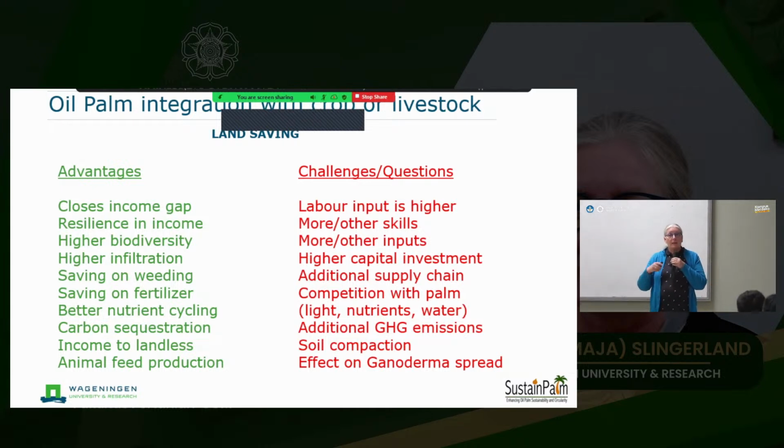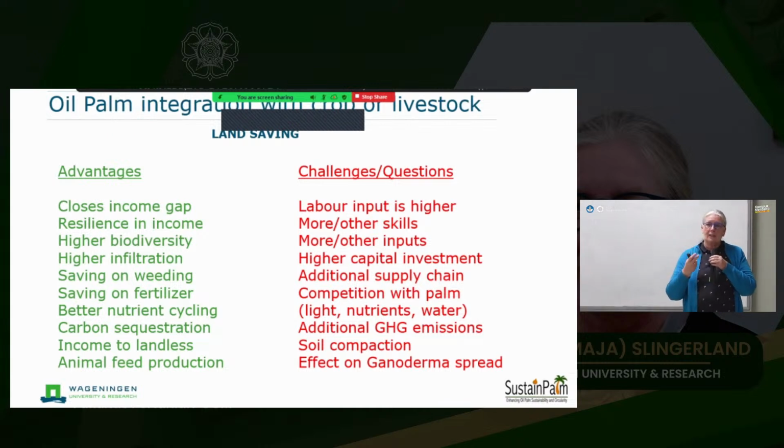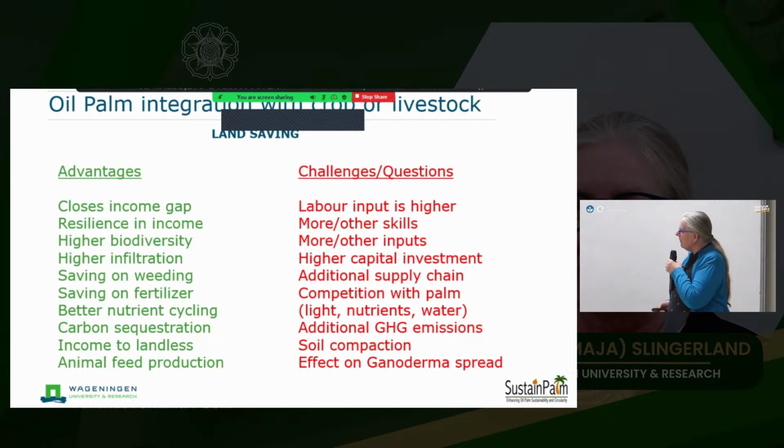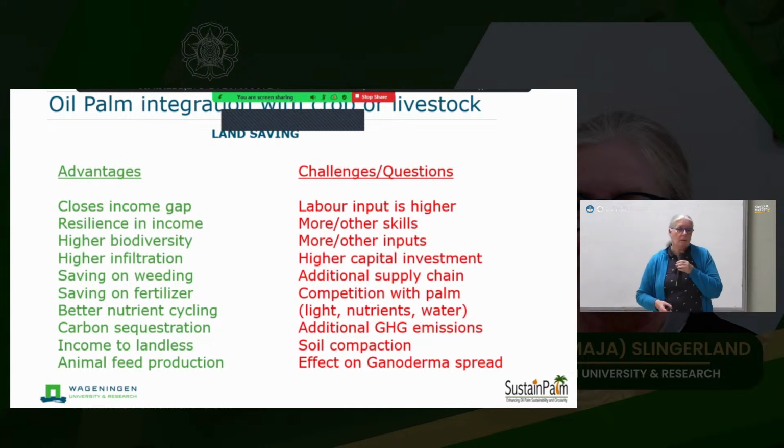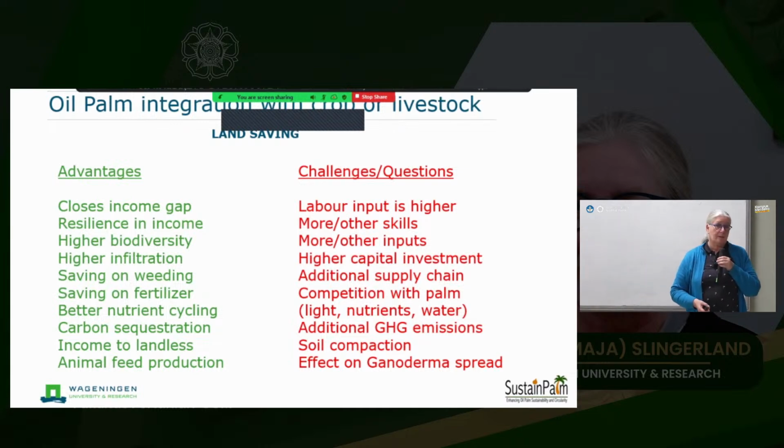So for landless people, there are plenty of landless people that move around to the replanting areas now, and for the first 3 years that there's replanting, they negotiate a place in the palm plantations to do their business. And they live from that. They have quite a good living from that. And of course, you can produce animal feed also in plantation.